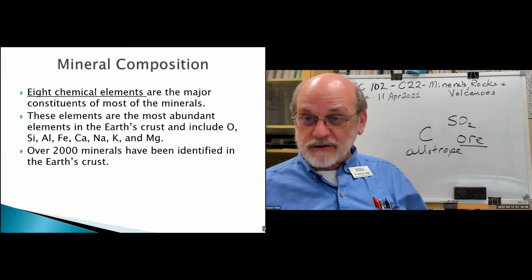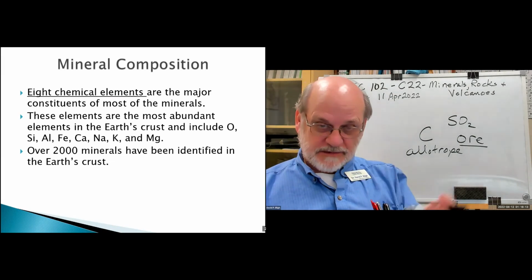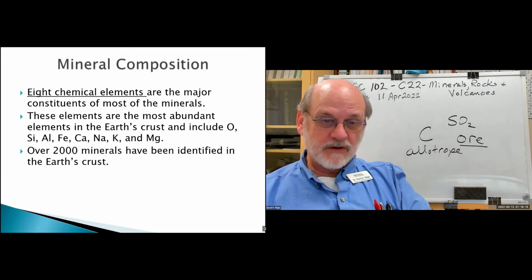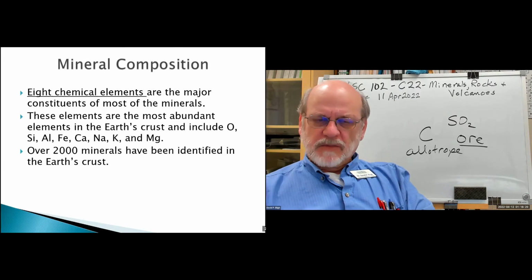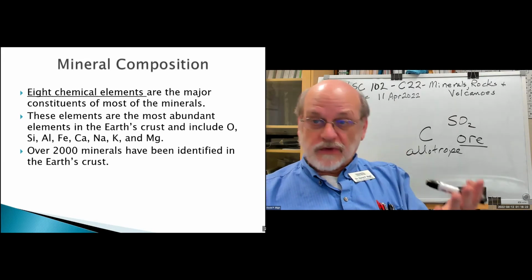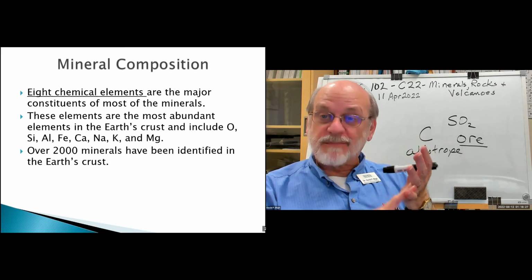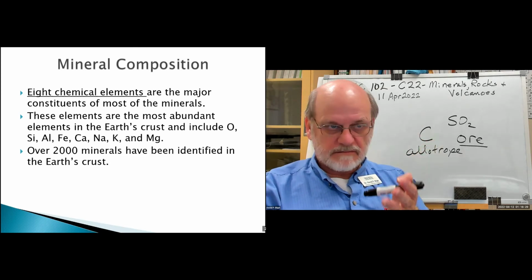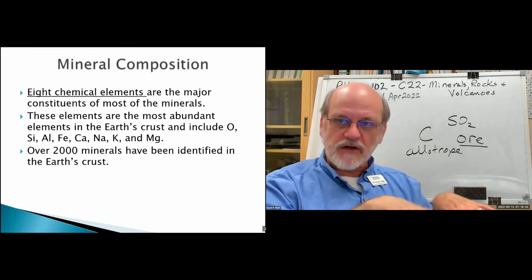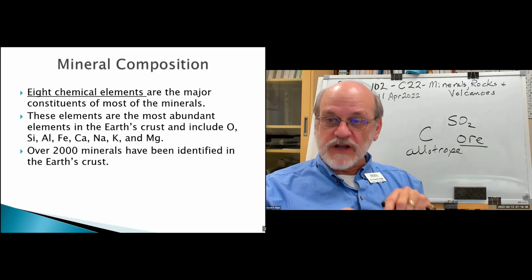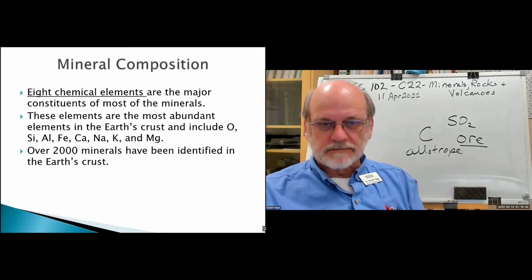Over 2,000 minerals have been identified. At least when this slideshow was prepared originally, there were 2,000. There may even be more now. But what makes minerals different from one another? Well, of course, there's the elemental composition, right? That's the most basic level. There's a certain ratio of, say, silicon to oxygen to aluminum, and that ratio for that mineral is fixed, does not change.